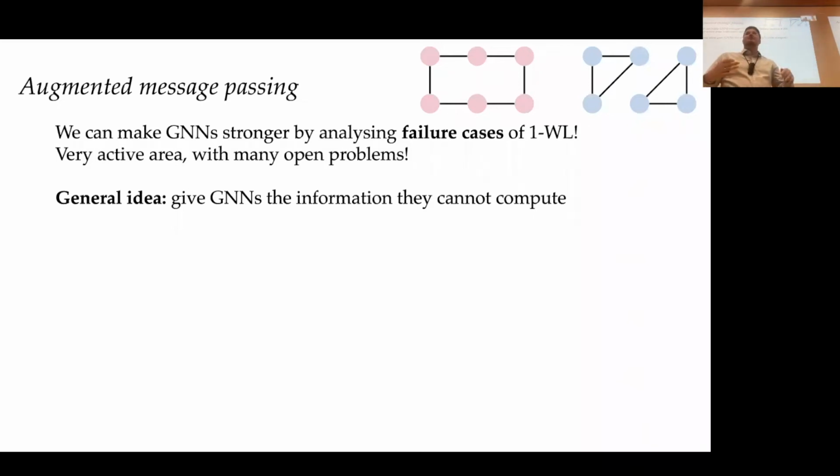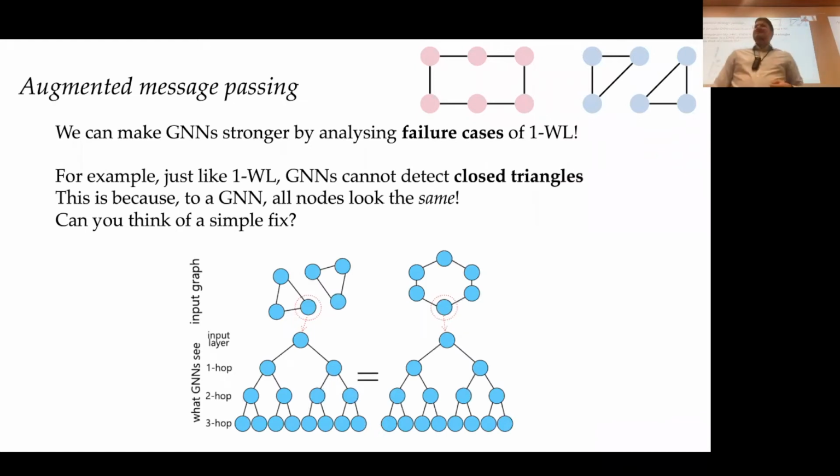There's many open problems and many papers published on a daily basis trying to build stronger graph neural networks like this. But the general idea is always the same. We know that they cannot compute something, give them that information that they cannot compute, and then they'll be able to do it. That's the general idea. So let's test the temperature in the room. Let's see if we're able to derive a 2021 research paper all by ourselves in this area.